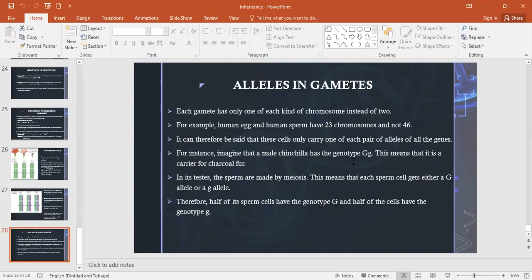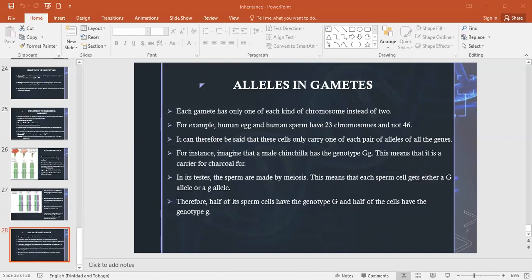All right. So with that in mind, I want to explain the genetic diagrams before I let you go. All right. Sorry, this is what I was just explaining. Each sperm cell would receive either one of the alleles, right? So half will have one part and half will have the other.